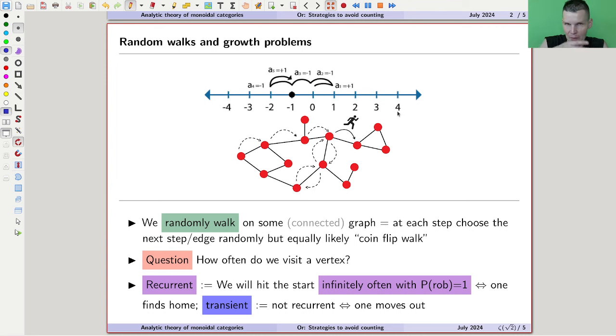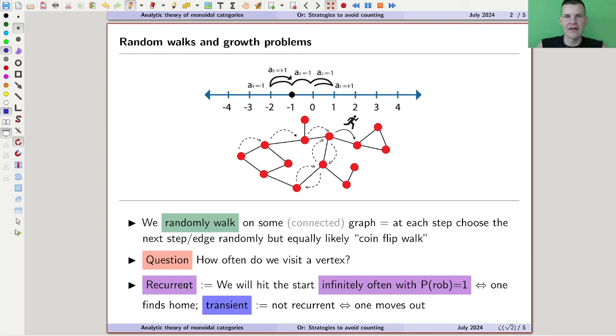One finds home, and people call that recurrent. Transient is the opposite, not recurrent. Turns out this is a 0-1 thing. You're either recurrent or transient, but it's not quite obvious from the definition. Actually, it is, because I have transient defined as not recurrent. But you can define it slightly differently: you visit the start infinitely often with probability 0, and there's no probability in between. So it's again a 0-1 theorem. Anyway, for now, recurrent you come back, and transient, you kind of move away.